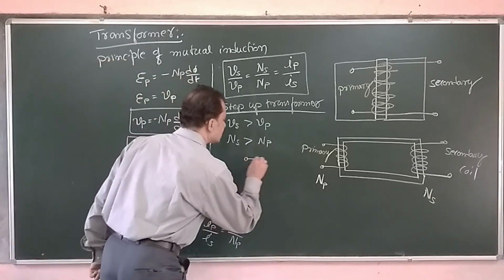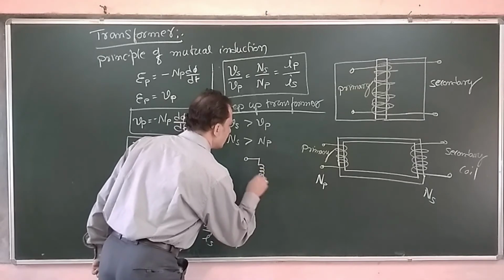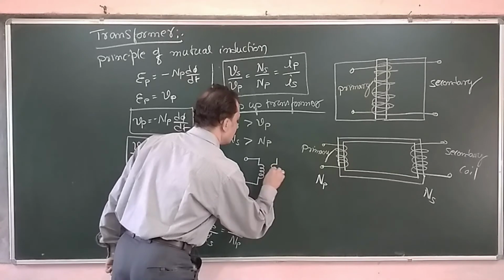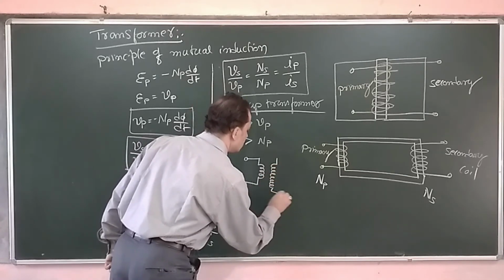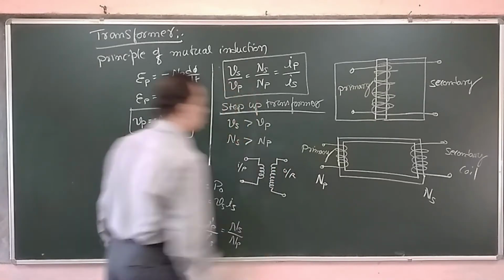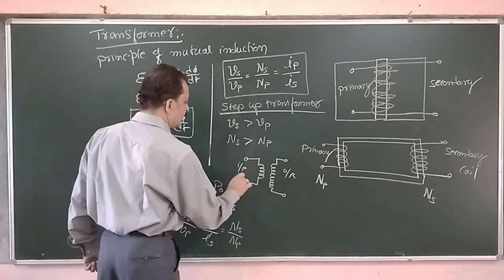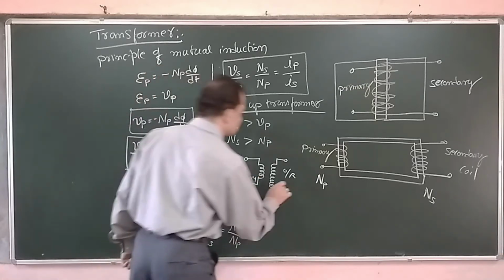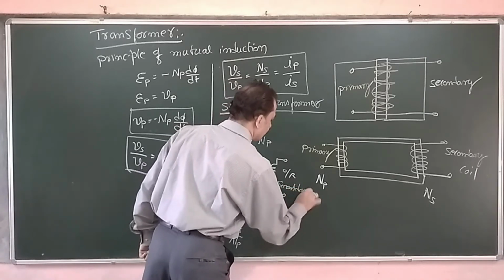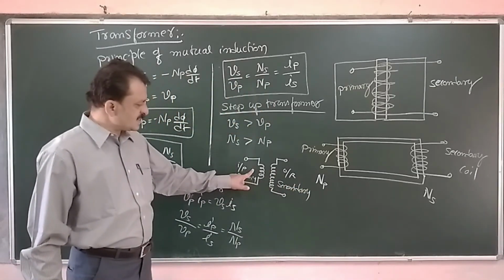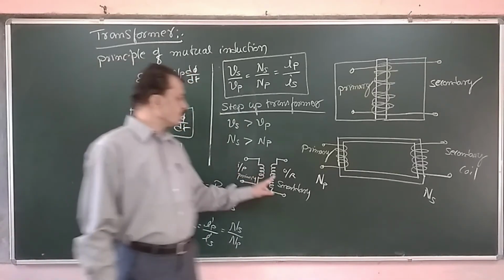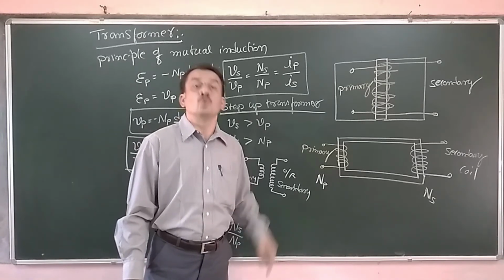The circuit symbol for the step up transformer is: primary is having a lesser number of turns, but the secondary is having a more number of turns. Now this is input, or this is primary. Now this is secondary. Here number of turns is less, here number of turns is more. Now whatever the input voltage is given, we are getting a higher output voltage.